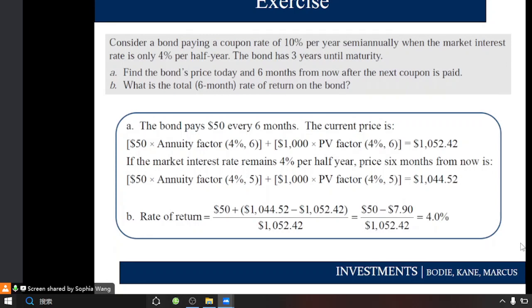Then the initial value and the final value: this one is the final value, this one is the initial value. Then you can calculate your rate of return, and of course you have the bond rates. Here you can calculate the rate of return is 4%.